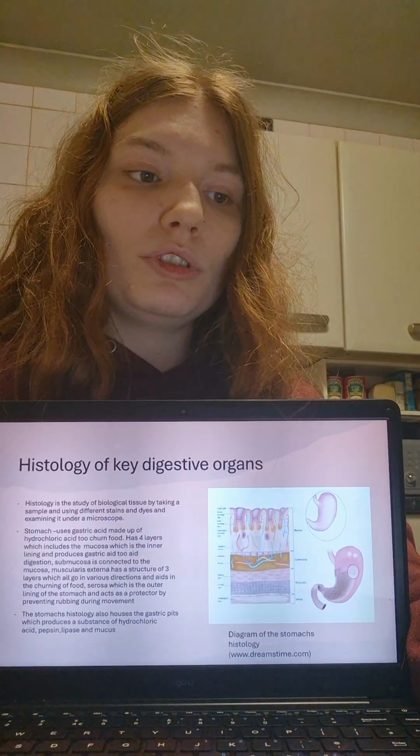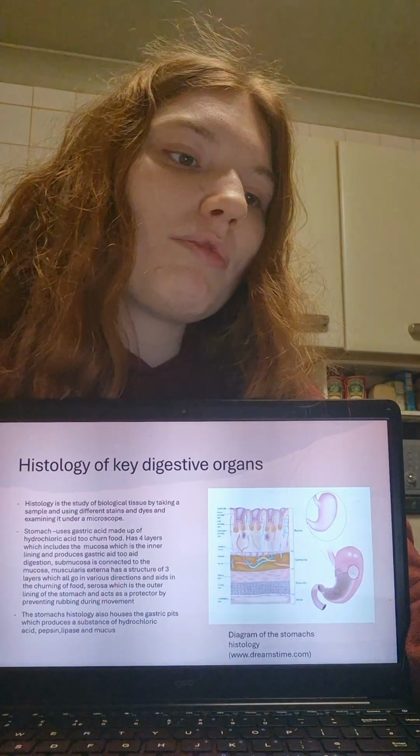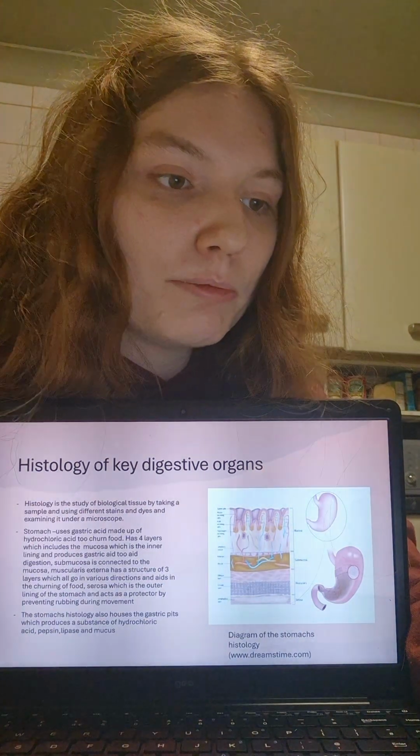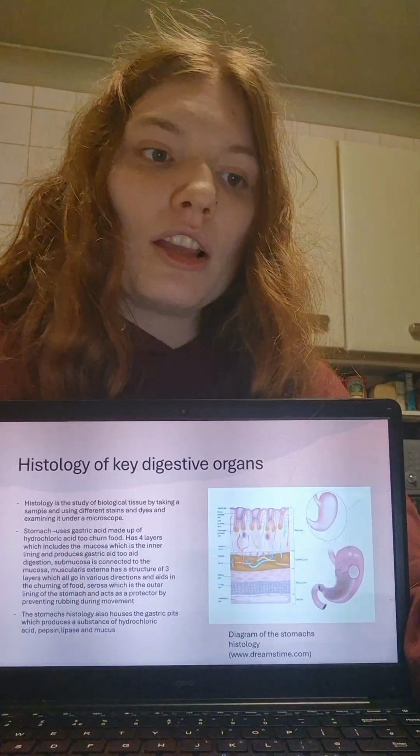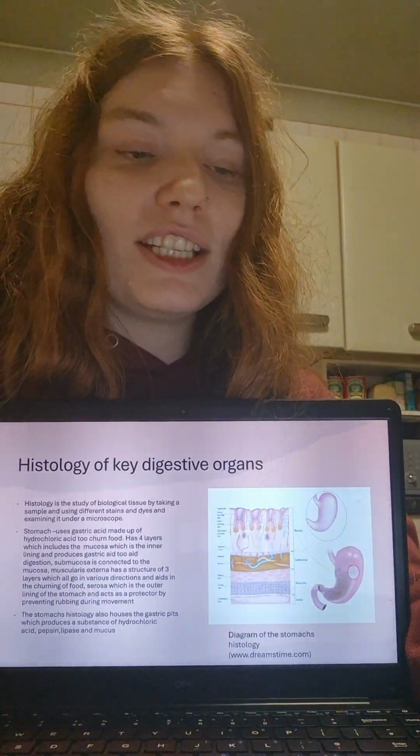Submucosa, which is connected to the mucosa, as well as the muscularis externa, which has a structure of 3 layers, which all go in various directions and aids in the churning of food.